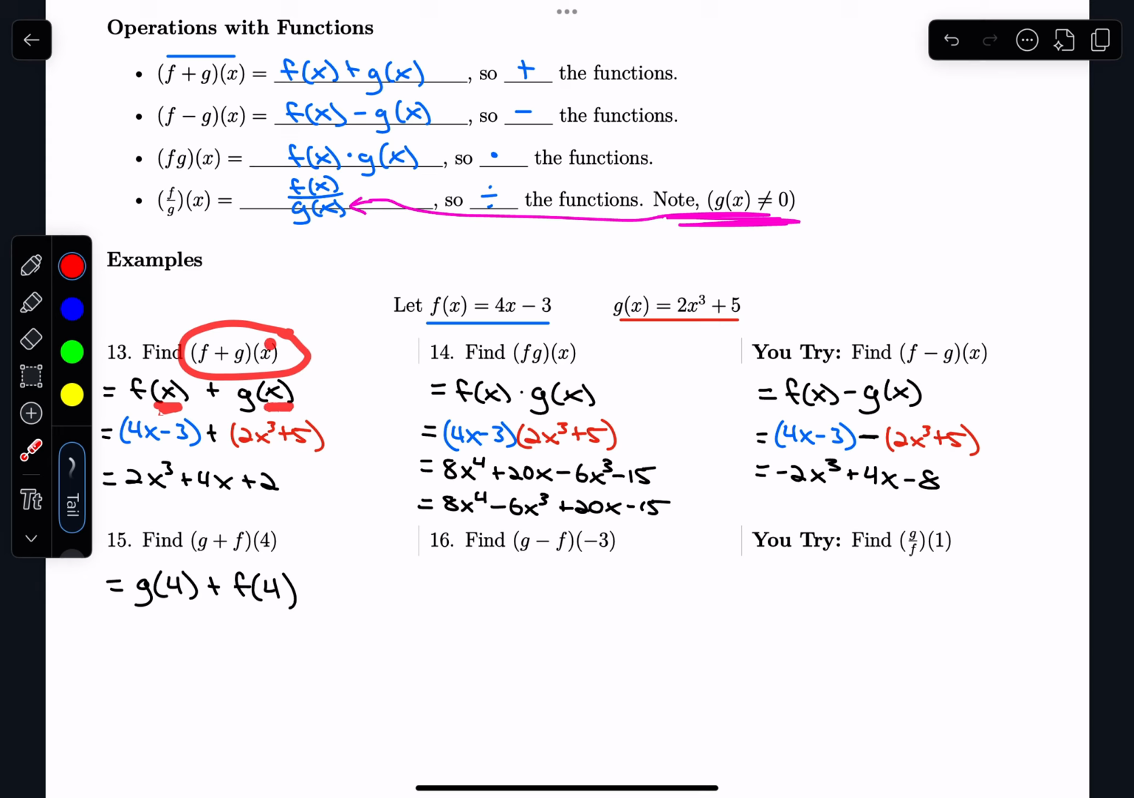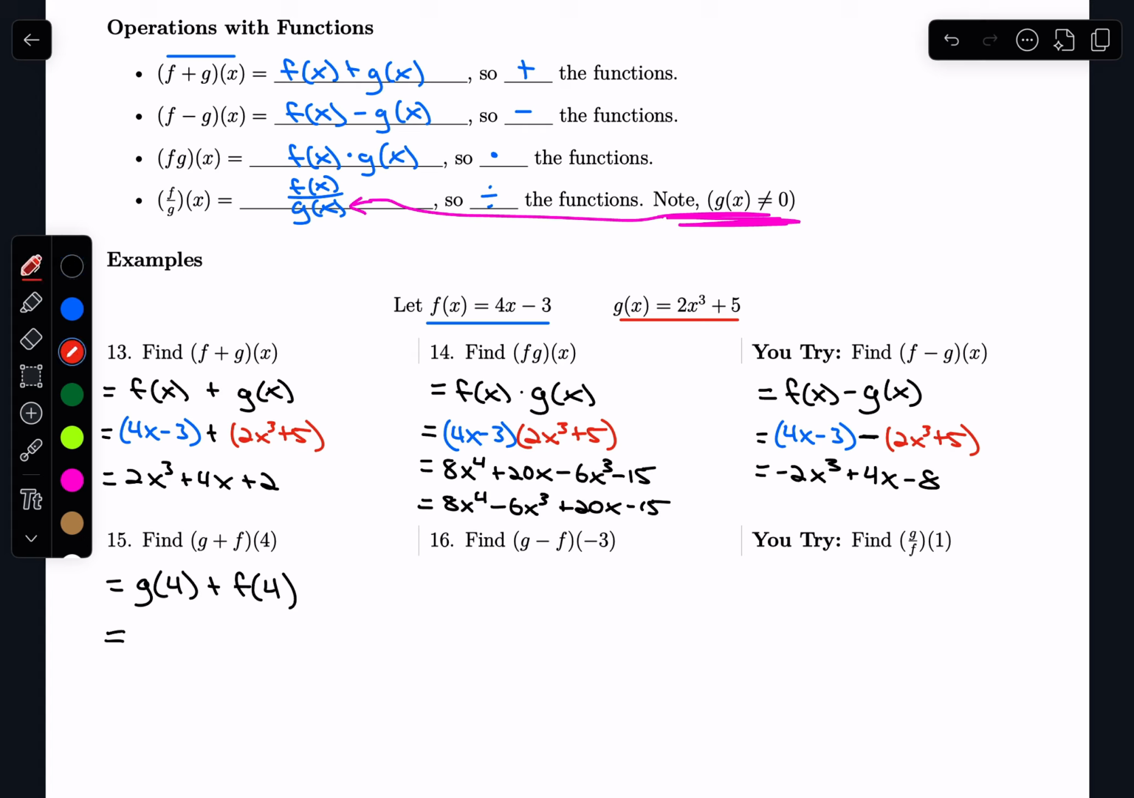So if we just replace the x everywhere with the number 4, it's f of 4 plus g of 4. In this case, the g and the f are in the other order, so g of 4 plus f of 4, but it's the same thing. We're just taking the functions and plugging 4 in for that letter x. So for g of 4, all I have to do is take the function g and plug 4 in.